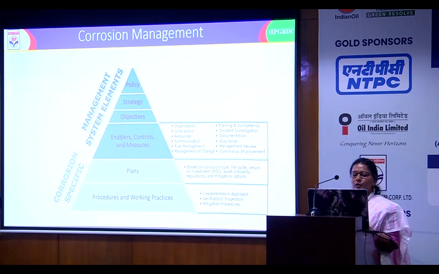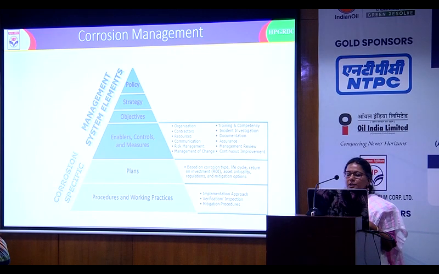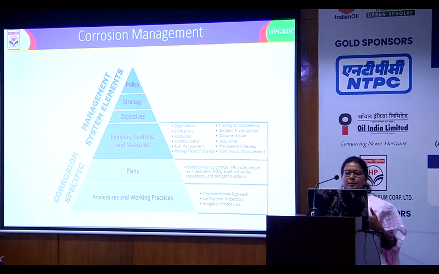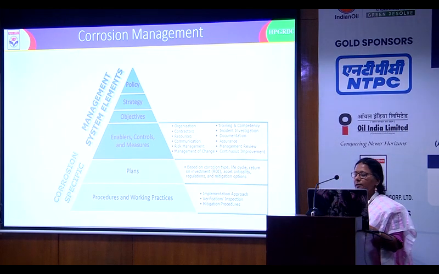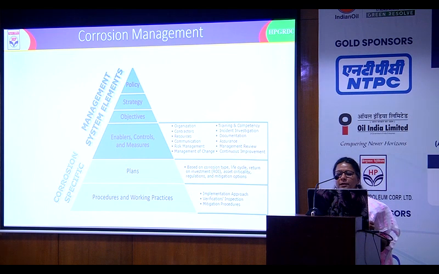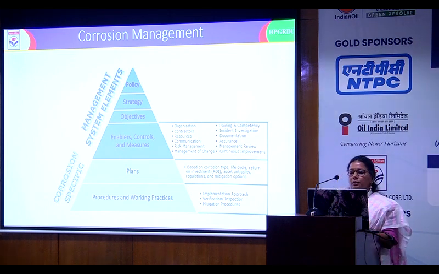So when it comes to corrosion management, it is more of working procedures and plans that are in place, but it has to go up. And if you look at this corrosion management triangle, the more corrosion specific elements have to be implemented. That is where the management role comes into the picture. And to enable the control measures, it is more important that the organization should have the culture for it. There has to be proper communication, training and competency. And more than that, the management support and management review are also important.